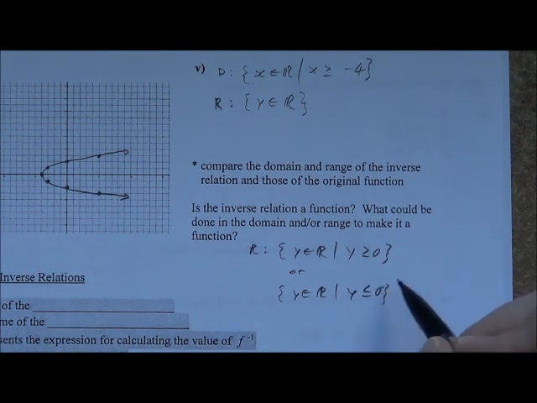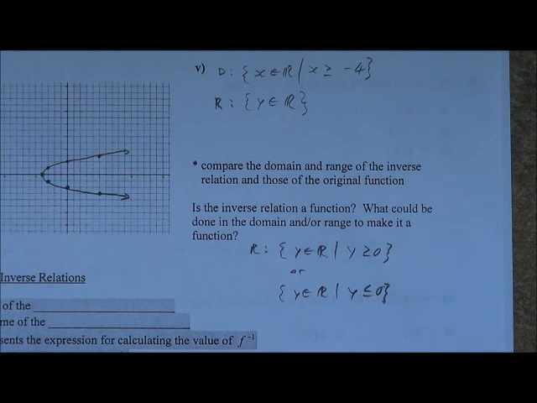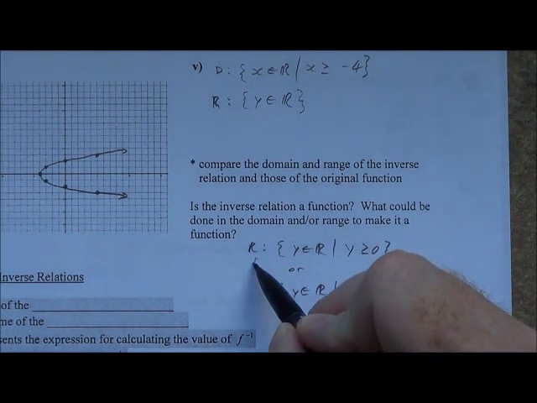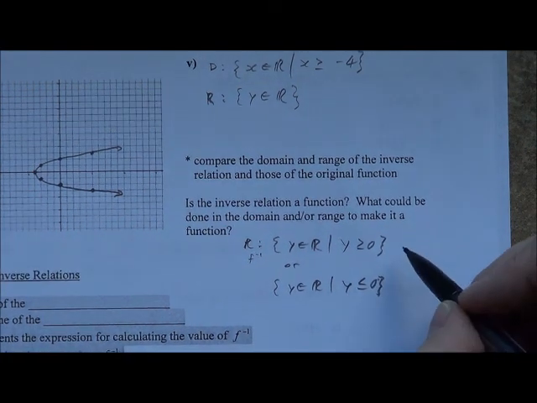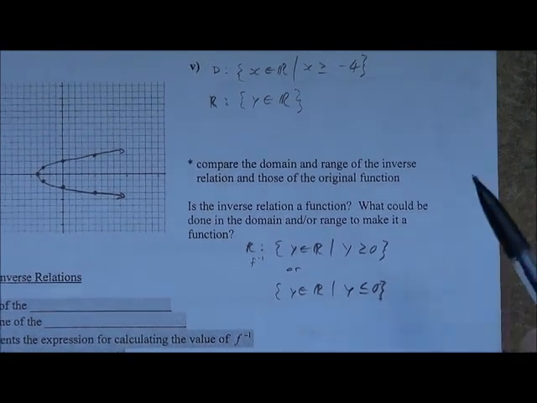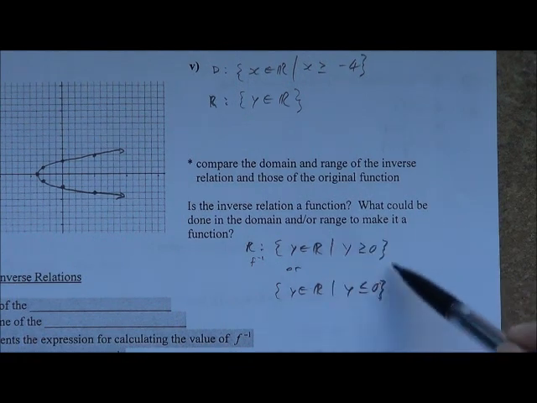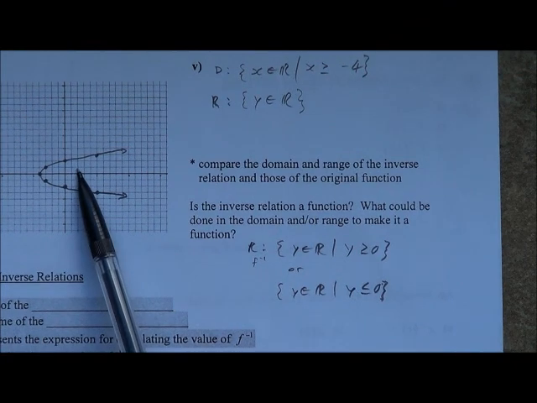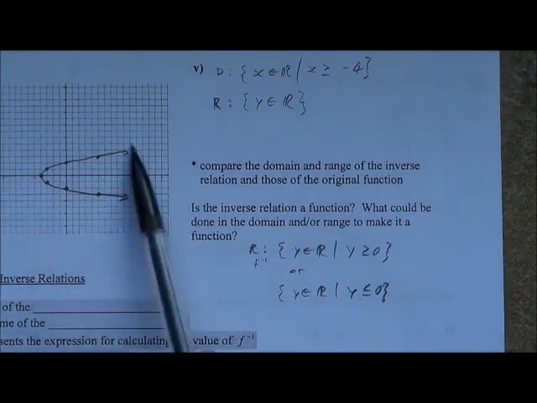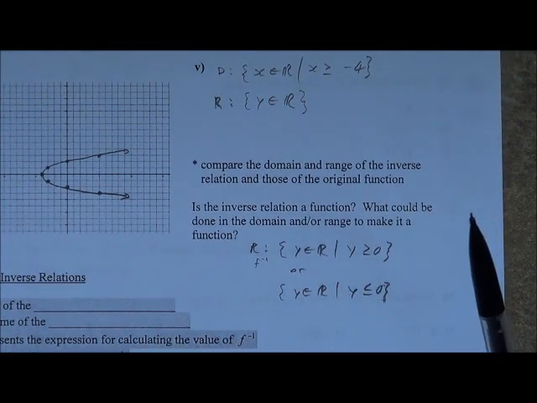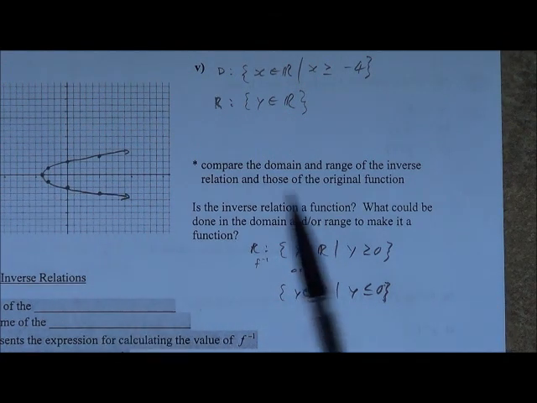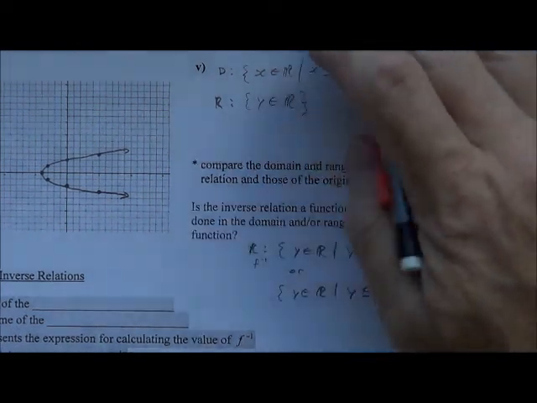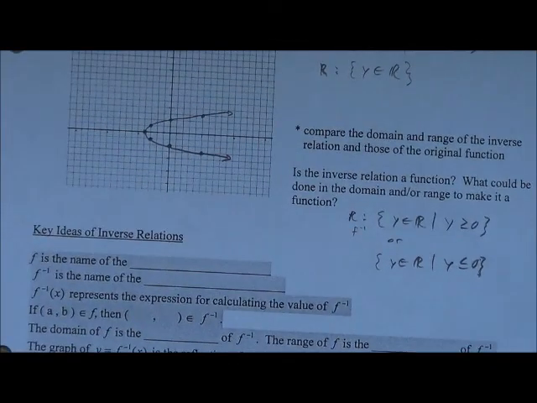Now the other thing we could do, instead of restricting the range of the inverse function, is restrict the domain of the original function in the same manner. That would give us just one branch, or one arm, of this inverse parabola, basically the square root function, and then that would be a function. Okay? Alright.